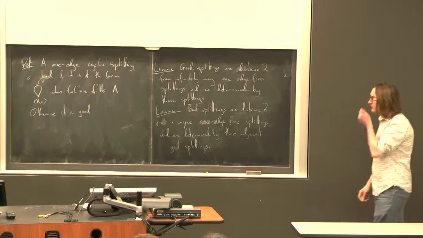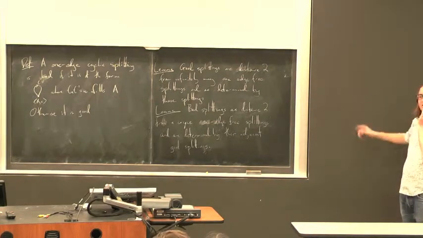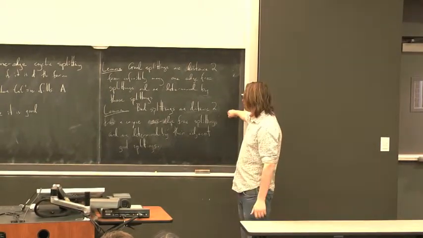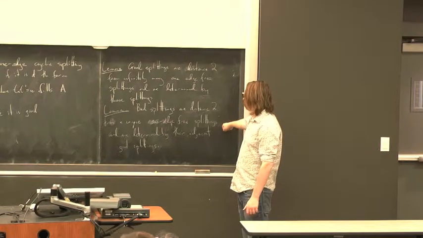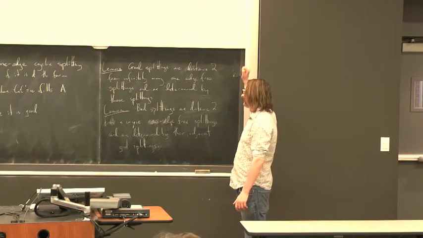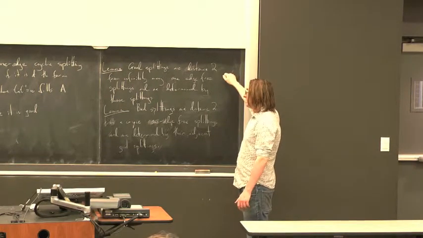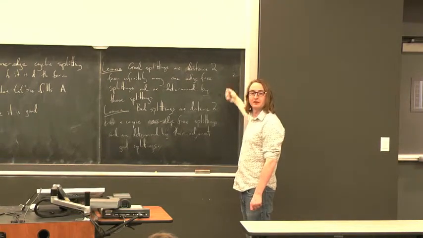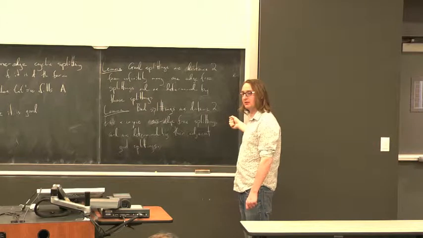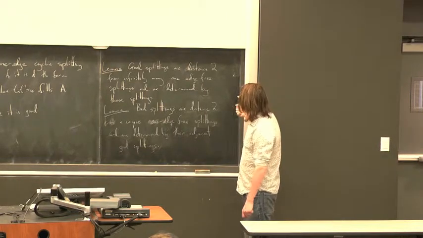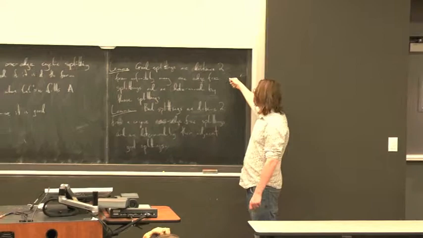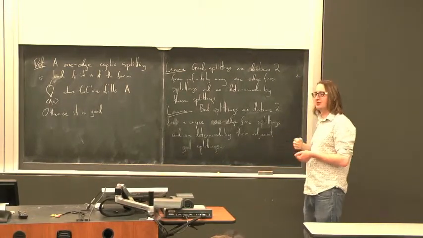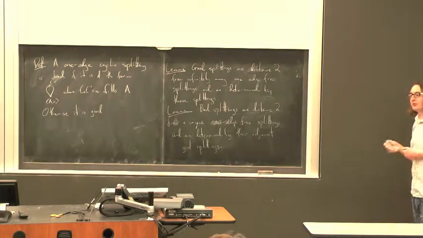So, these two lemmas are enough to finish the proof. Because bad splittings are only adjacent to one free splitting, and good splittings are distance 2, sorry, from infinitely many one-edge free splittings, the good and bad splittings are invariant under the isometry group. And then this tells me that I can tell where a good splitting is mapped to by just looking at where its adjacent one-edge free splittings are mapped to.